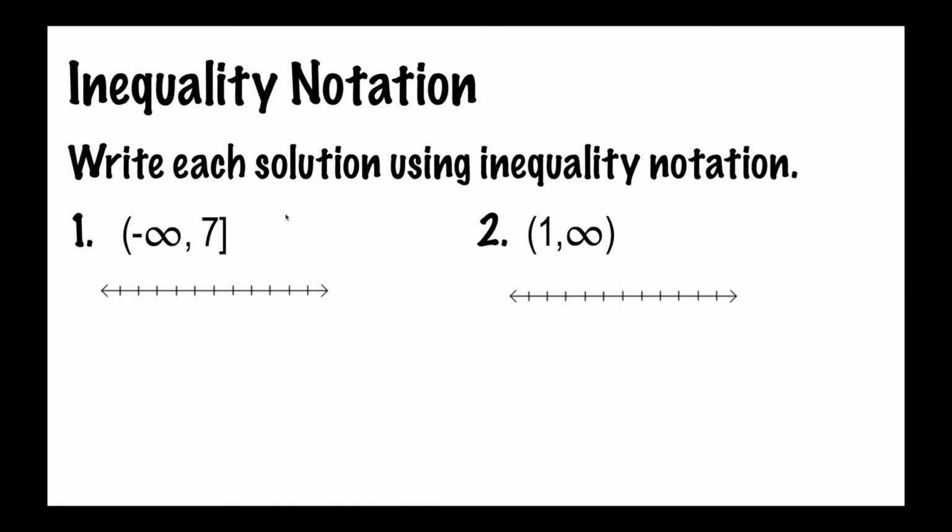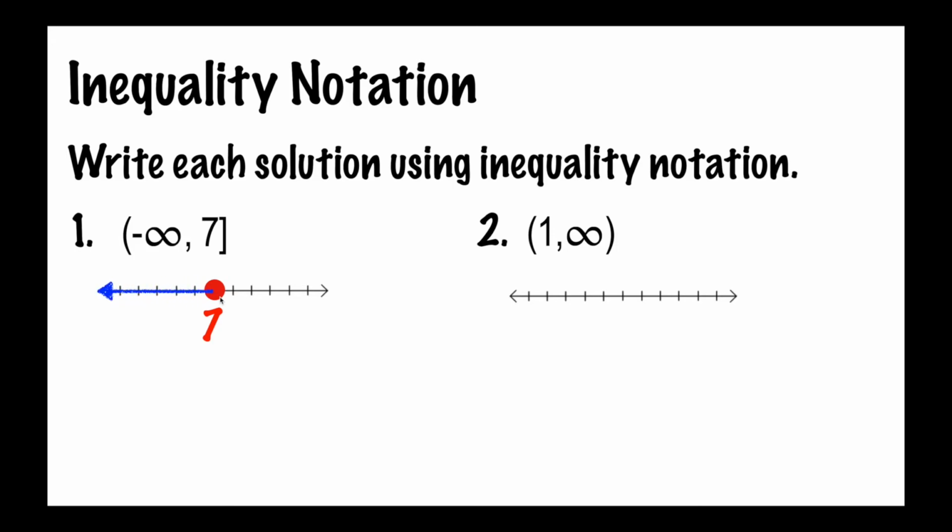Okay, so let's focus on the critical value here. The critical value in this case is 7. So I need to decide what kind of circle I'm going to have on there. Because it's got a bracket by it, it is going to need a closed circle. Put the critical value there. And then as we discussed before, because it goes from negative infinity up to 7, we're going to need that on the left side.